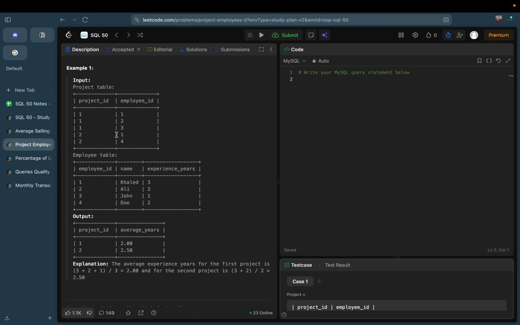The next one has 2 employees, employee 1 and 4, which have the experience 3 years and 2 years correspondingly. 3 plus 2 gives 5. 5 divided by 2 gives us 2.5. Alright, let's move towards writing the solution. I'll select the columns first.